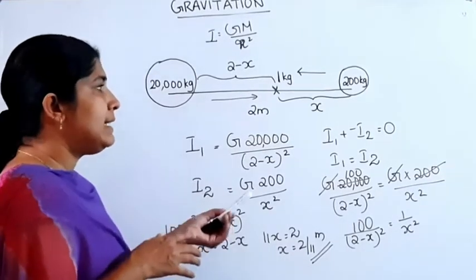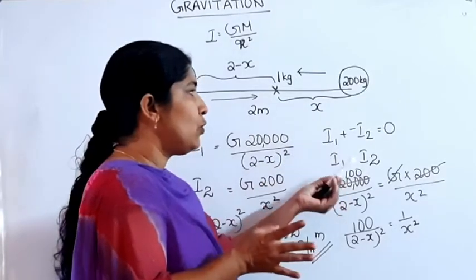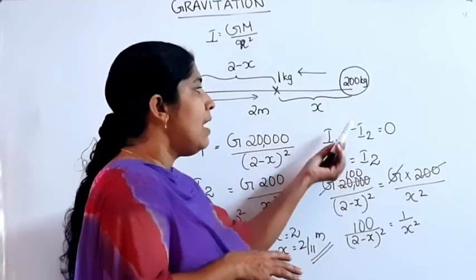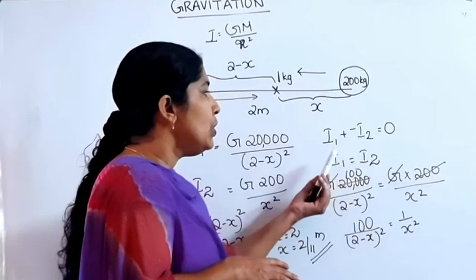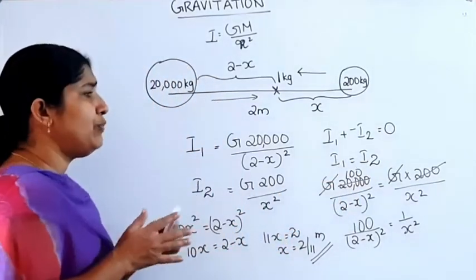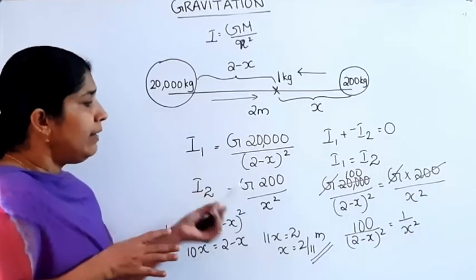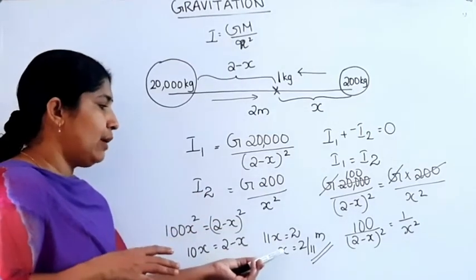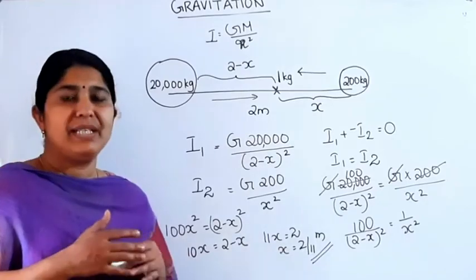Total intensity is 0, that is given in the question. So we can write I1 minus I2 is equal to 0. Then I1 is equal to I2. Then substitute the equation for the intensities. Then we got the answer x is equal to 2 by 11 meter.